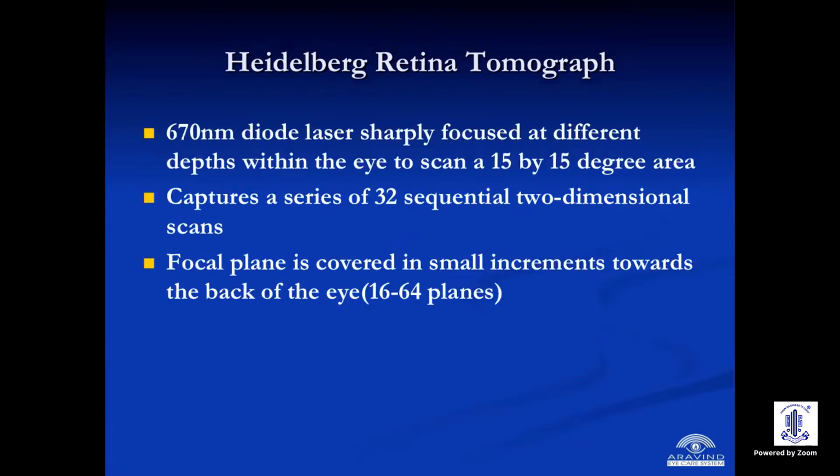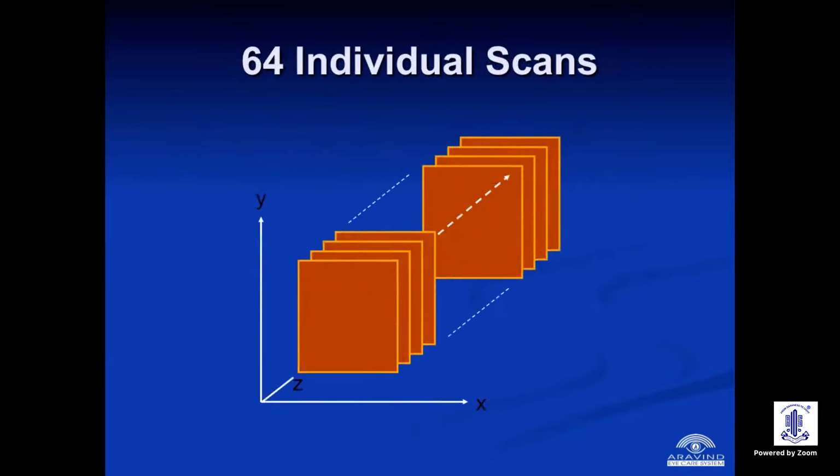And the HRT uses a 670 nanometer diode laser, sharply focused, and it captures a series of 32 sequential two-dimensional scans. And the initial scans are focused anterior to the retina, and the last scans are posterior to the bottom of the optic cup. So the number of scanned planes ranges from 16 to 64, depending on the optic disc depth.